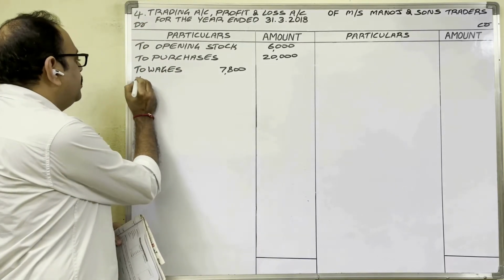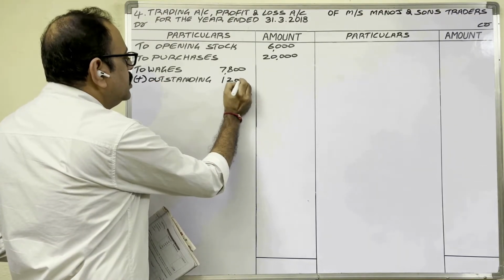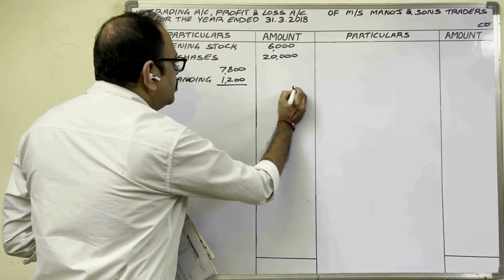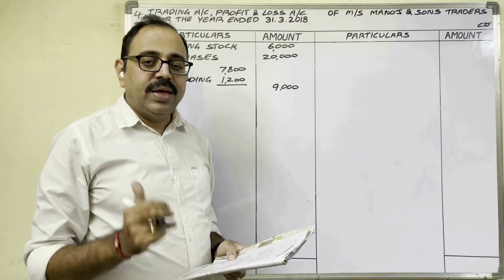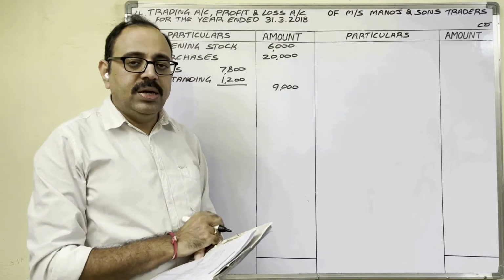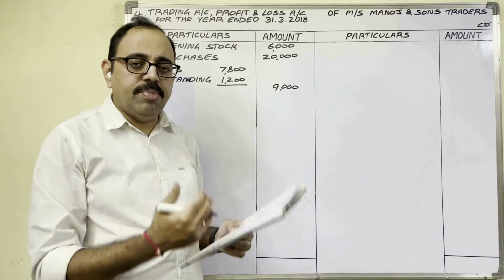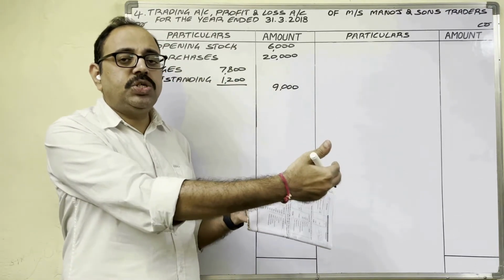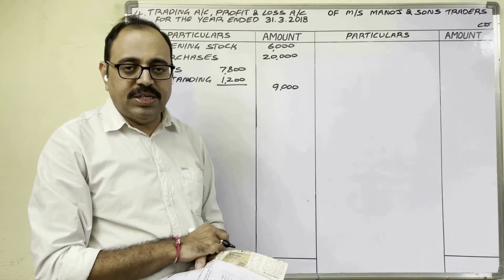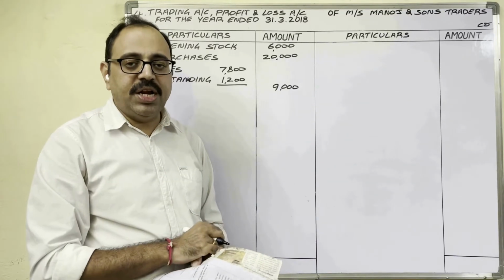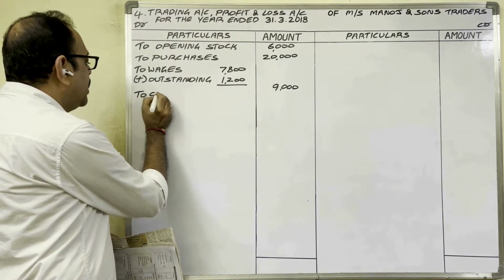We have to add plus outstanding 1,200 rupees. Total in outer column 9,000 rupees. Buildings. Carriage on purchases, carriage inward, all are the same. It means the firm purchases raw material from the supplier's place and brings it to our factory. For that we incur transportation expenditure. This is manufacturing related expenditure, direct expenditure. Therefore, trading account debit side.